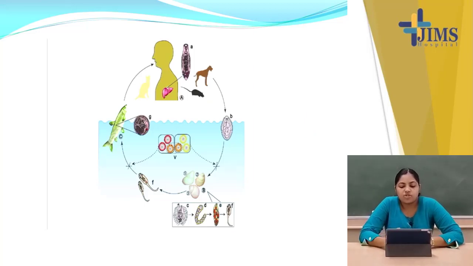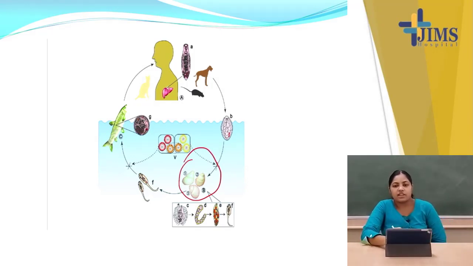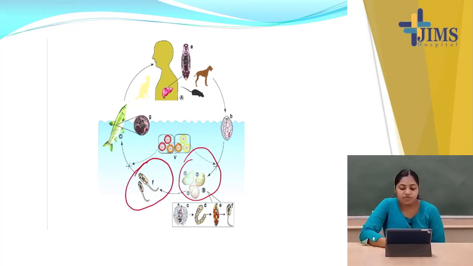So first, the human beings are the definite host, and cat, rat, dog, all these are definite hosts. From the definite host, the stool is passed. In the stool, the egg is passed. Inside the egg, we have the miracidium. Right. So this enters into the fresh water. This is consumed by the snails and undergoes different stages: first and second generation of rediae, Cercaria and Metacercaria. Now this Metacercaria is the infective stage.